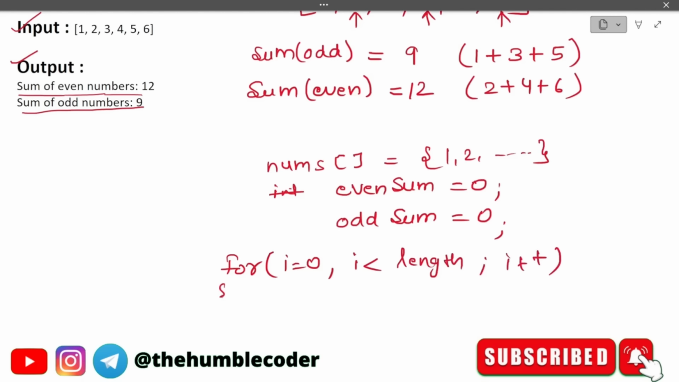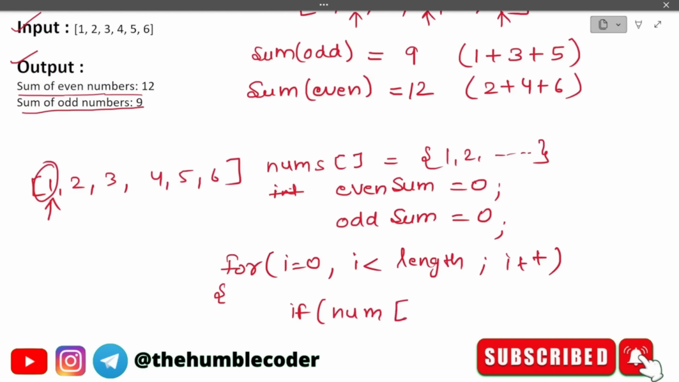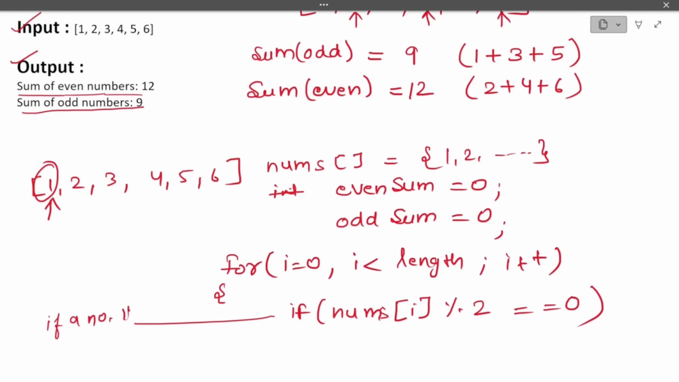Then we will check, first of all, if our current array value, like we have this array, right? 1, 2, 3, 4, 5, 6, one by one we are iterating over it. So we have right now this element with us. So we will check if this element, nums[i], mod 2 equals 0. This is the condition which checks if a number is even. Okay, so if this is true, it means our number is even.